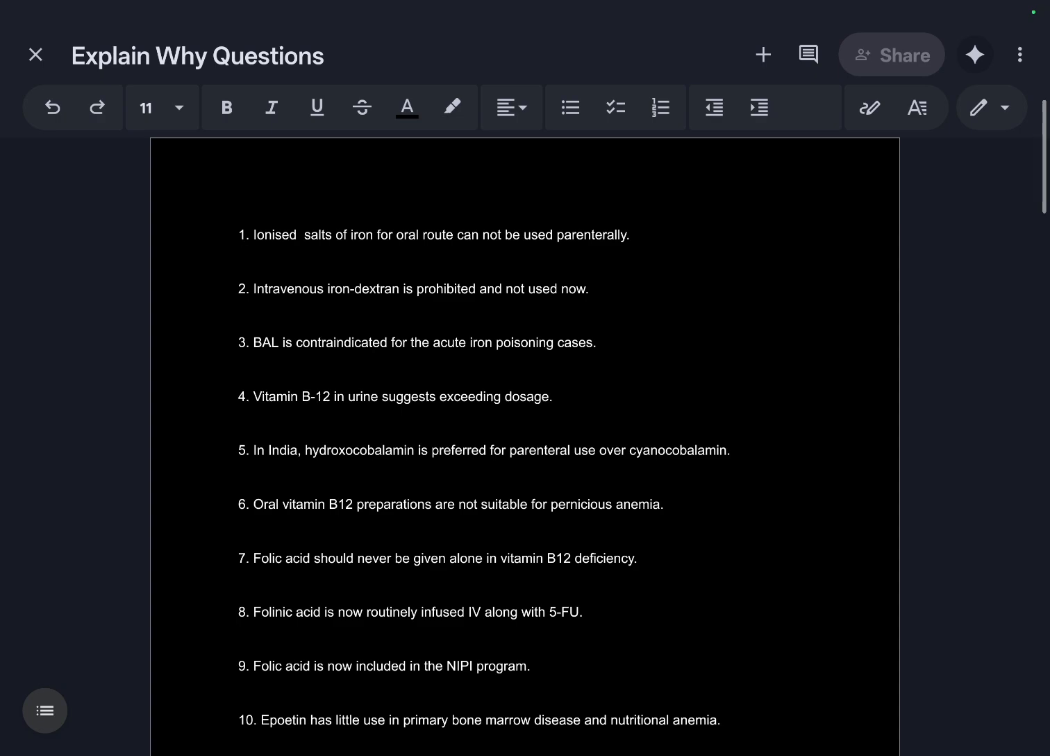So let's move to the next question. Question number 8: folinic acid is now routinely infused IV along with 5-fluorouracil.